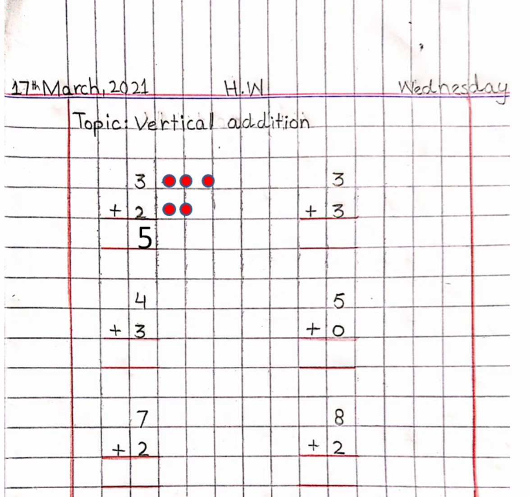First number is 3. So I am going to draw 3 balls here. 1, 2, 3. Second number is 3. Again I will draw 3 balls here. 1, 2, 3. Now count them. How many balls are there all together? 1, 2, 3, 4, 5, 6. It means 3 plus 3 is equal to 6.